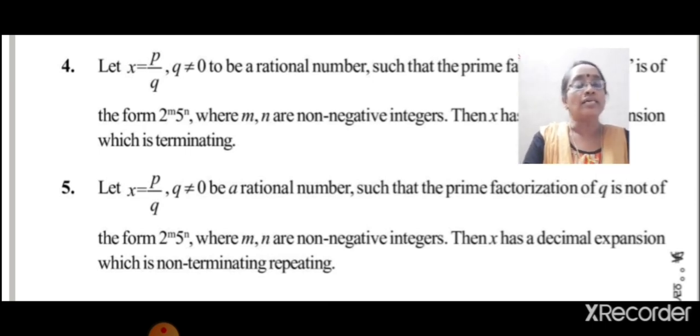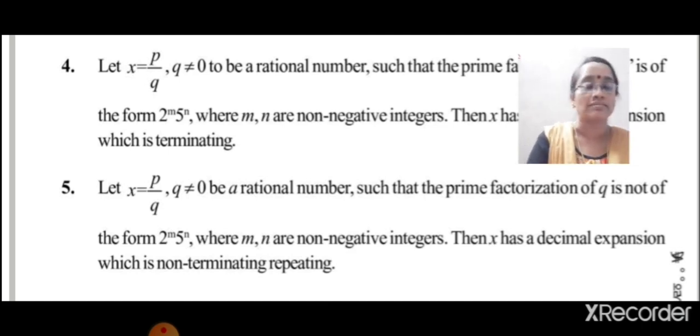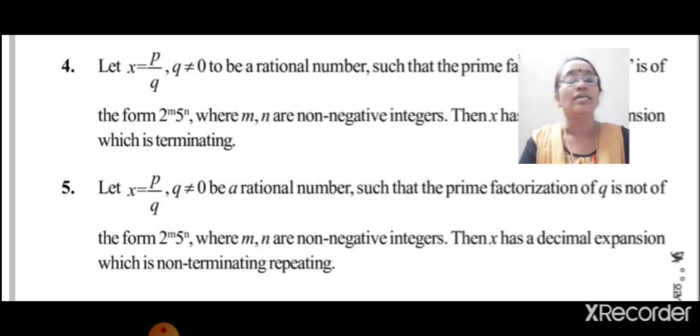We know that a rational number has a decimal expansion that is either terminating or non-terminating, repeating. If the denominator can be expressed in the form 2 raised to m, 5 raised to n, then it is terminating. If it is not in that form, it is non-terminating. So these are the three theorems in the last section of this chapter.